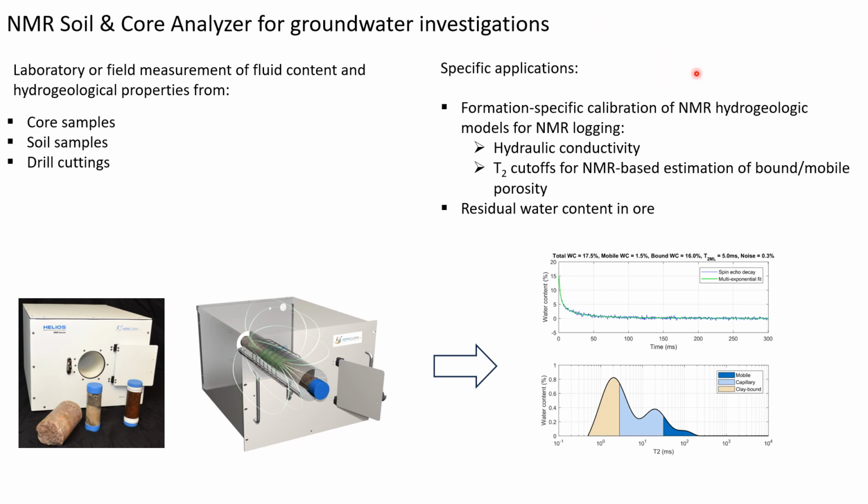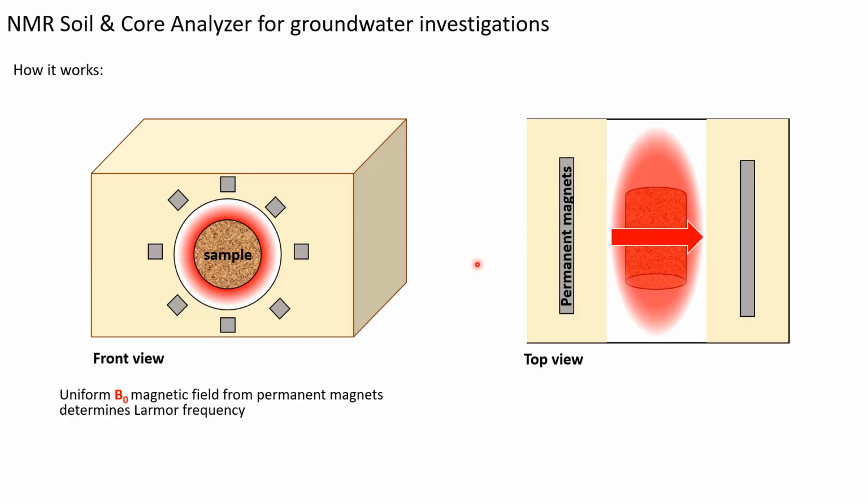So some specific applications of this technology are formation-specific calibration of NMR hydrogeological models, such as hydraulic conductivity. You can also estimate T2 cutoffs for NMR borehole logging applications. And also you can estimate residual water content in the ore. So in general, since it's a benchtop measurement, your signal to noise is very high, and you can use a very short echo spacing to characterize very short relaxation times associated with very small pores using this method. So how does it work?